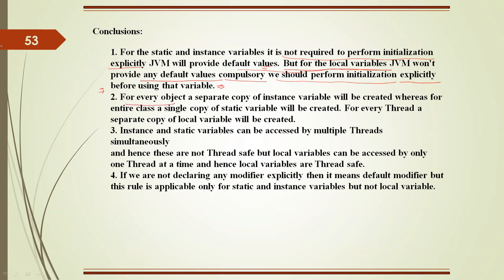For every object, a separate copy of the instance variable will be created. Whereas for the entire class, a single copy of the static variable will be created. For every thread, a separate copy of the local variable will be created. Every thread, this is important. Instance and static variables can be accessed by multiple threads simultaneously, and hence these are not thread safe, but a local variable can be accessed by only one thread at a time. Hence, the local variable is thread safe.